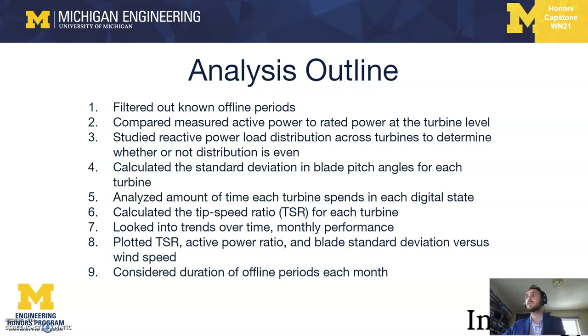The third step was to study the reactive power load distribution across turbines to determine whether or not this distribution is even. Next, I calculated the standard deviation of blade pitch angles for each turbine to determine whether or not the blade pitch system was pitching the angles properly. Next, I analyzed the amount of time each turbine spends in each digital state. Then calculated the tip speed ratio, which is a very common metric used to measure turbine efficiency, for each turbine.